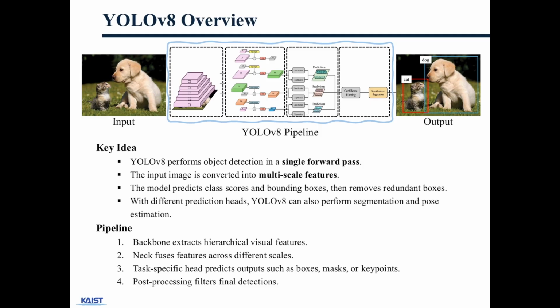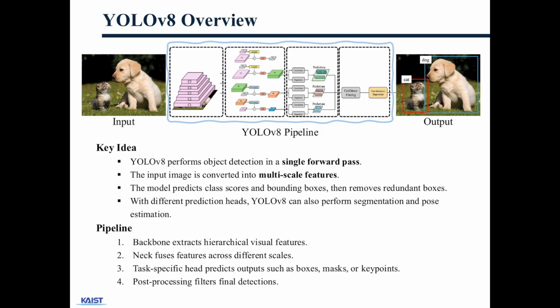The neck performs multi-scale feature fusion. This is important because objects can appear at very different sizes. A small cat and a large dog should both be detected correctly. The neck combines information from different feature levels so that the detector can handle both small and large objects.